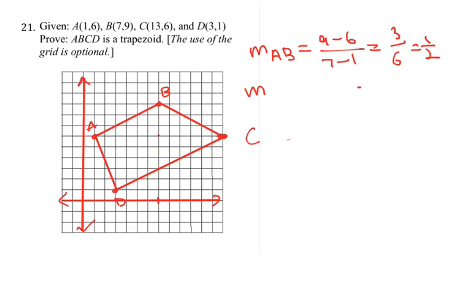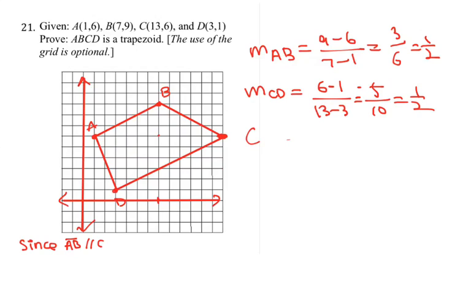Now let's try to find the slope of CD. CD becomes change of y is 6 minus 1 over 13 minus 3, which will be equal to 5 over 10, equal to 1/2. Great. So this shows that ABCD is a trapezoid. So my statement will be, since AB is parallel to CD, ABCD is a trapezoid. Now, the second portion, I guess that's it. Some other people's cases, what they'll be doing is showing AD is not parallel to BC, but that's up to you.